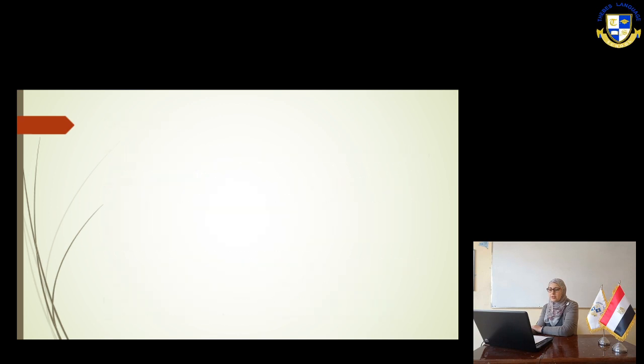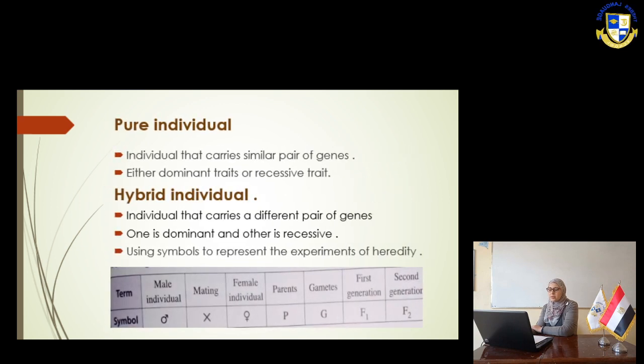Slide number 3. Pure individual: individuals that carry similar pair of genes, either dominant traits or recessive traits. Hybrid individual. What is a hybrid individual? Individuals that carry different pair of genes. One is dominant and the other is recessive. So here we have one dominant and one recessive.